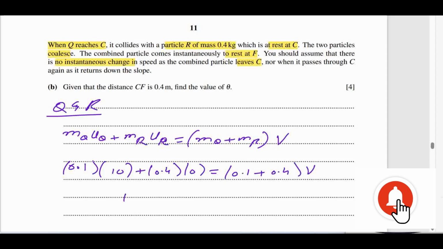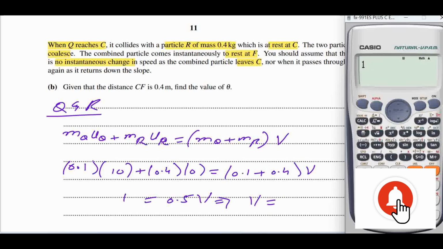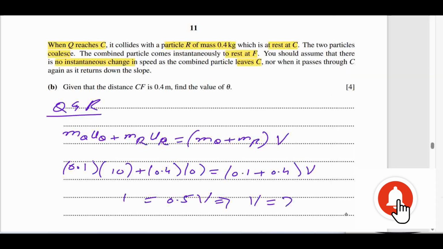So if we rearrange it, 1 is equals to 0.5 V. So इसको अगर हम find करें, so V will be equals to 1 divided by 0.5. This will be equals to 2. So 2 meters per second. This will be the velocity after the collision, because दोनों की combined velocity है, जब Q और R आपस में collide किए हैं उस वक्त इसकी velocity 2 meters per second थी.